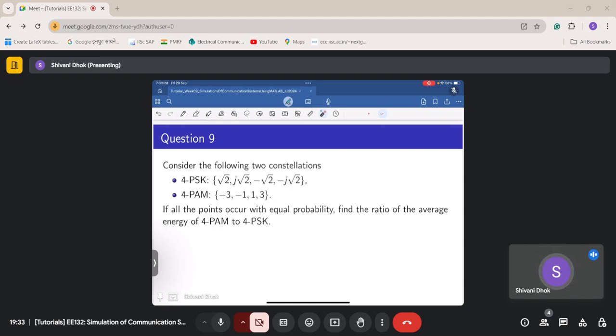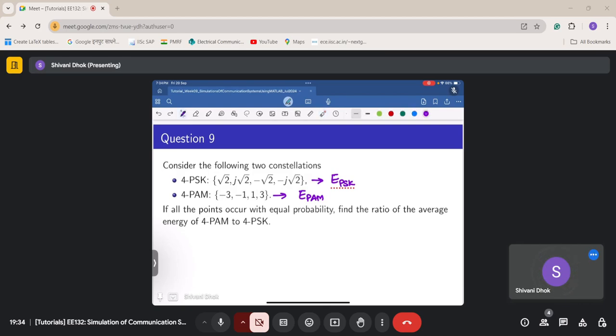Okay, so these two constellations are given. Let's say that this has an average energy E_PSK and this has an average energy of, let's say, E_PAM. What is given to us is that all of these points occur with equal probability. At a time I'll only use one of the constellations. So in this constellation, root 2, j root 2, minus root 2 and minus j root 2 each occur with probability 1 by 4. Similarly for this pulse amplitude modulation, minus 3 occurs with probability 1 by 4, minus 1 with 1 by 4, 1 with 1 by 4, and 3 also with probability 1 by 4.